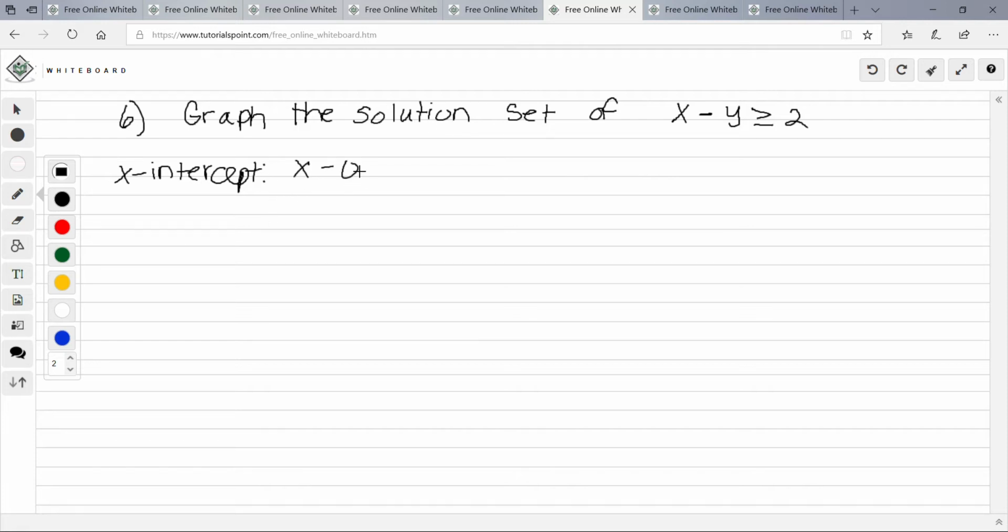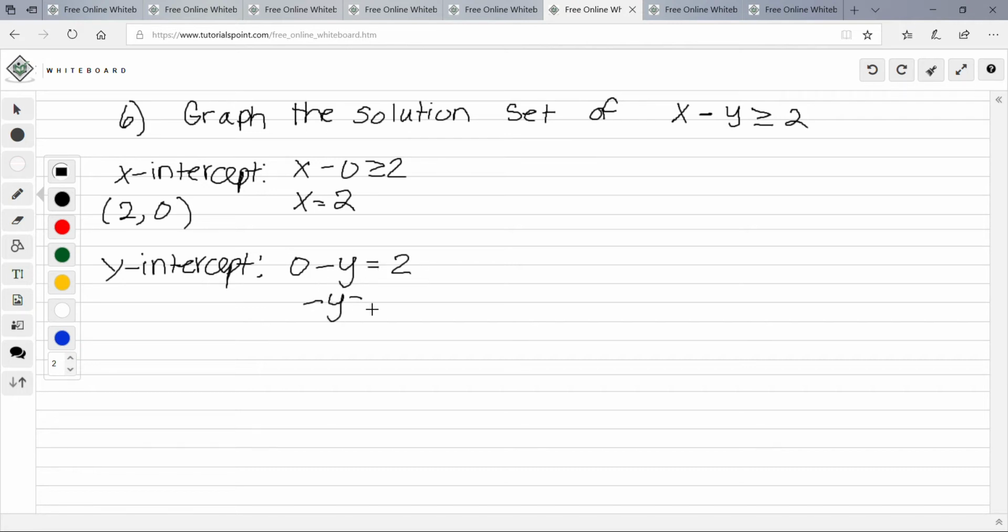So it would be x minus 0 is greater than or equal to 2. For this part, we don't really care about the greater-than-or-equal sign. We could just call it equal. So x minus 0 is just x. x equals 2, so our x-intercept is (2, 0). To find the y-intercept, remember you plug in 0 for x, so 0 minus y equals 2. That's negative y equals 2, so divide by negative 1. Our y is negative 2, right? So our y-intercept is (0, -2).